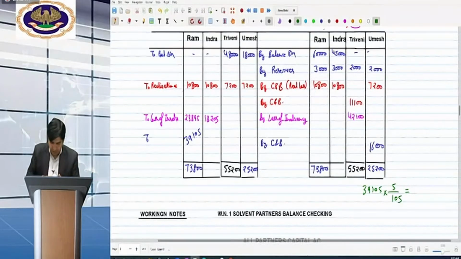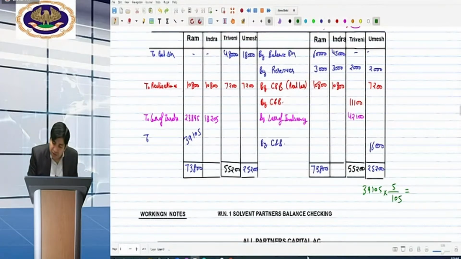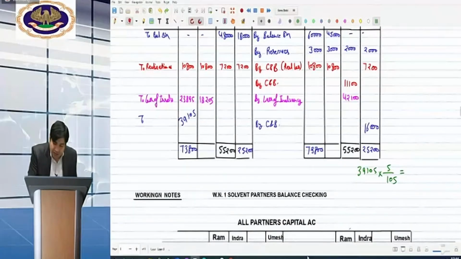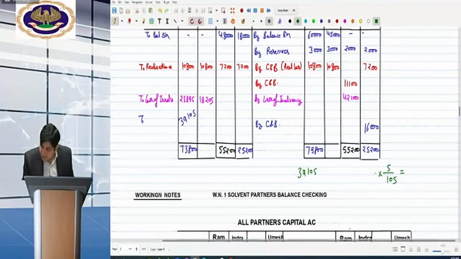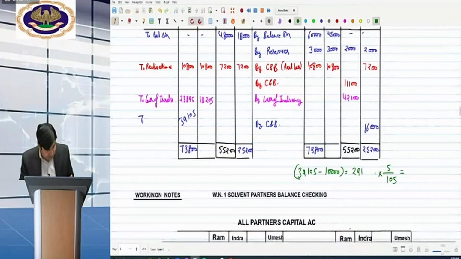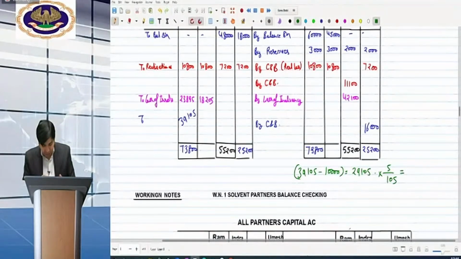Anything wrong? Wait a minute. 73,800 minus 10,800 minus 23,895, that is 39,105. Another thing is also there, beta. This 10,800 was his own part. It means on that commission will not be paid. You know, out of this 39,105, already 10,000 was brought by him. It means except that 10,000, 29,105 is there, on which commission is to be calculated into 5 divided by 105.